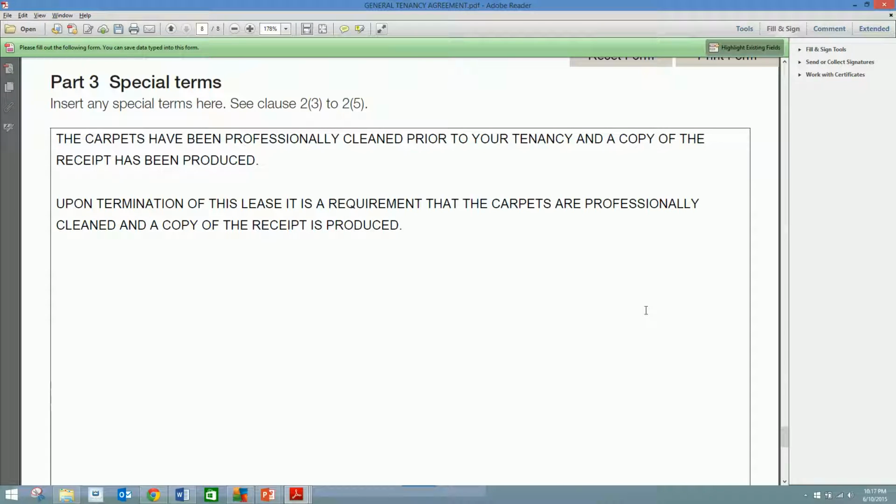Okay, so we said that the carpets have been cleaned and you've seen a receipt before you moved in, and when you terminate your lease you need to do the same. You need to have the carpets professionally cleaned and produce a receipt for that. That's the most common special term. Remember to pause if you need time to write this down.